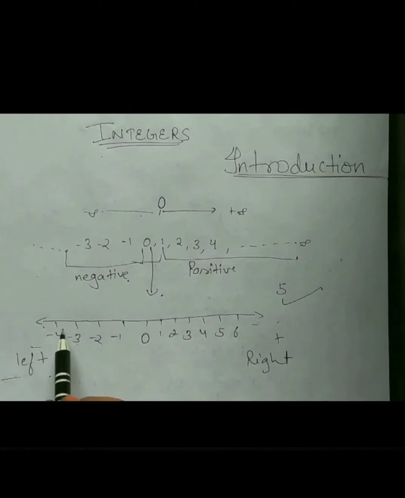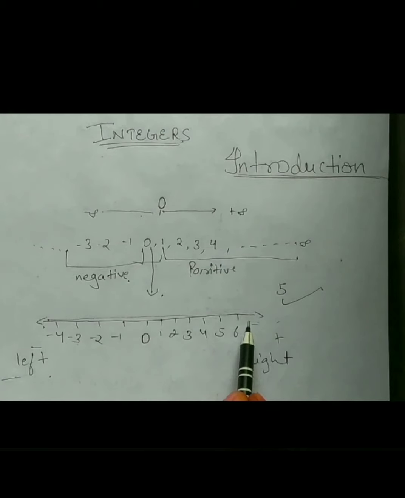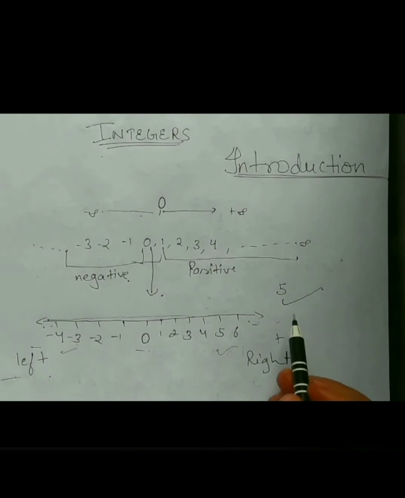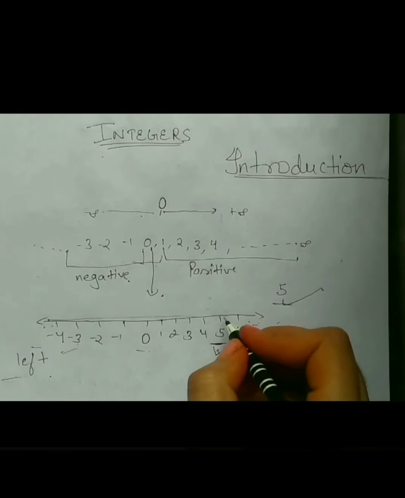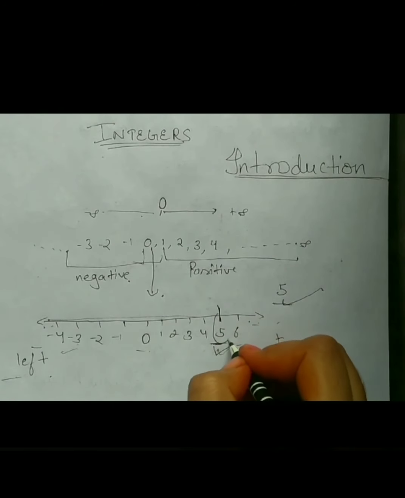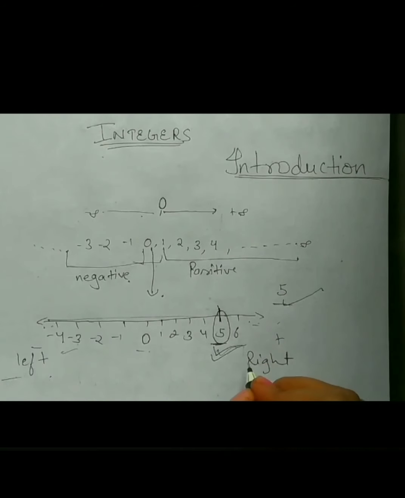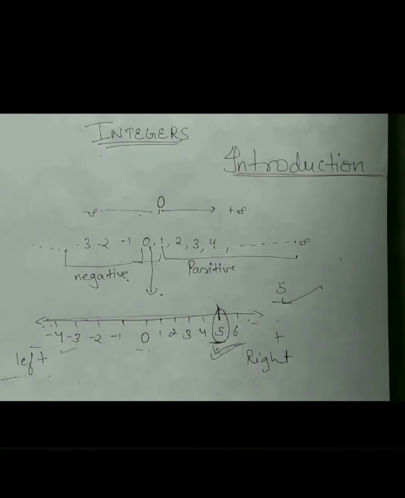If we have a question that we have to plot 5 on number line, what will we do? Our first step will be to draw a number line, then plot negative and positive integers on it including 0, and here we have to plot 5. So where is 5 in our number line? Here. This is 5. So we have to plot it. This is the only step we have to do while plotting an integer on a number line.